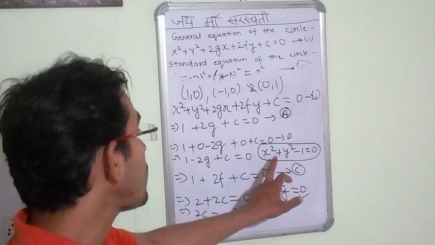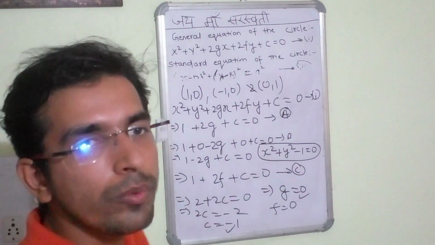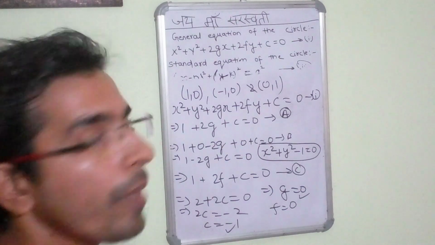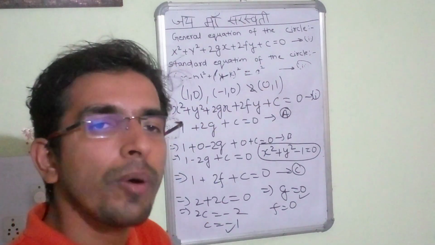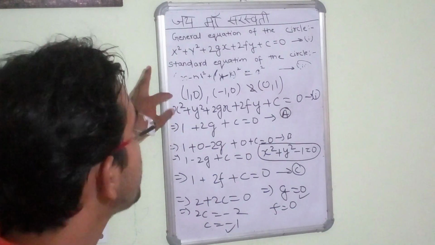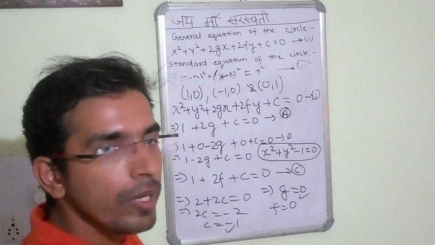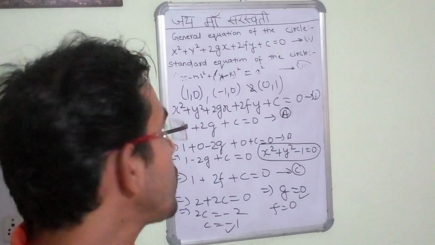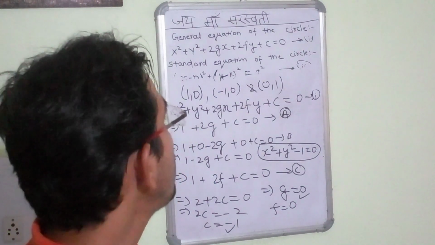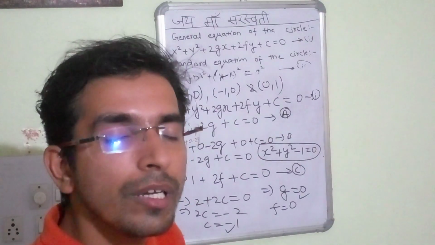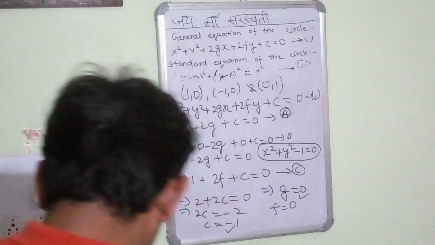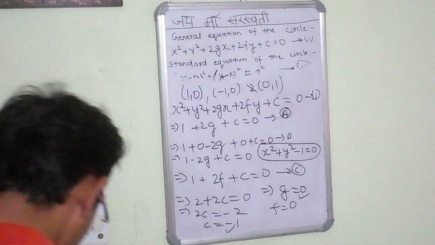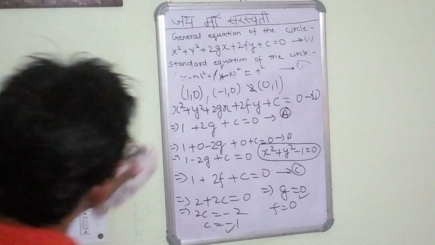The general form of the equation is x square plus y square minus 1 is equal to 0, in which that particular circle is passing through the 3 points 1 0, minus 1 0 and 0 1. So this is the basic procedure for finding the general equation of the circle from the standard equation of the circle. Now we will be seeing some of the properties of this particular point.